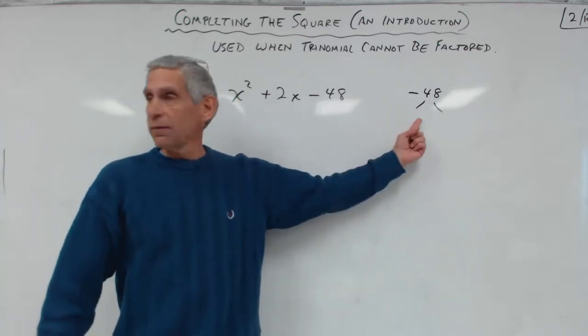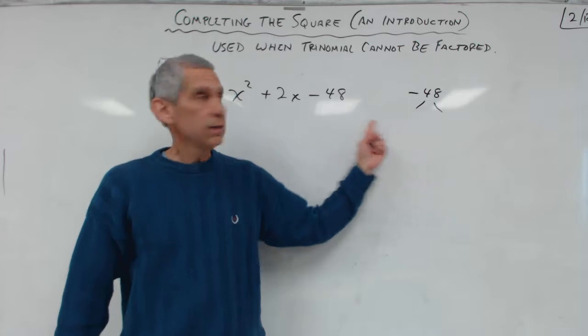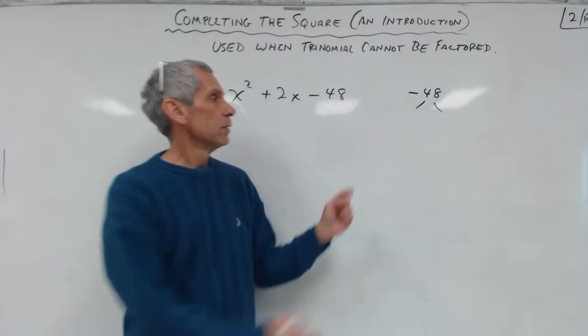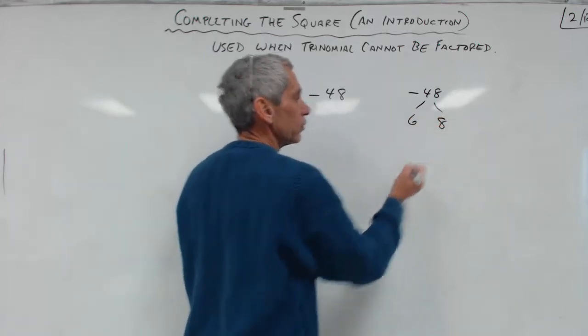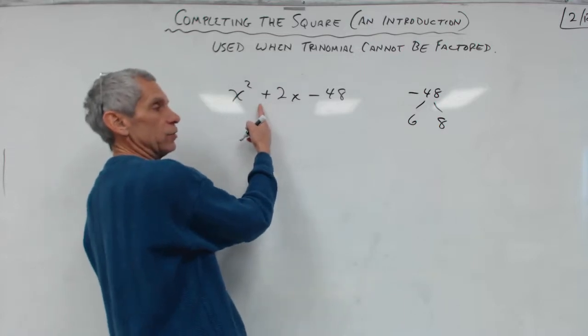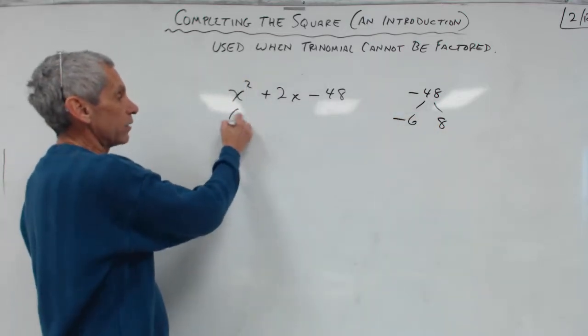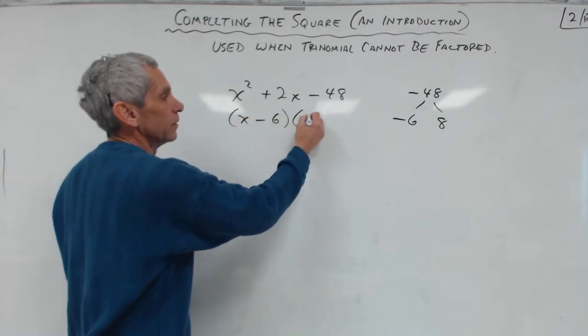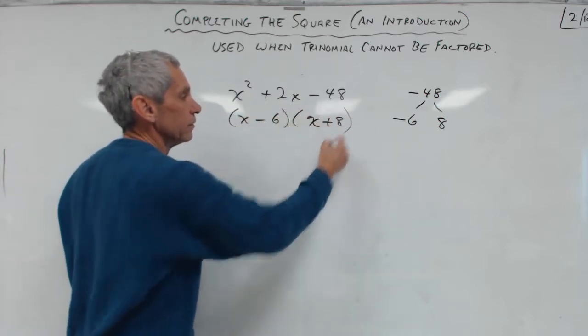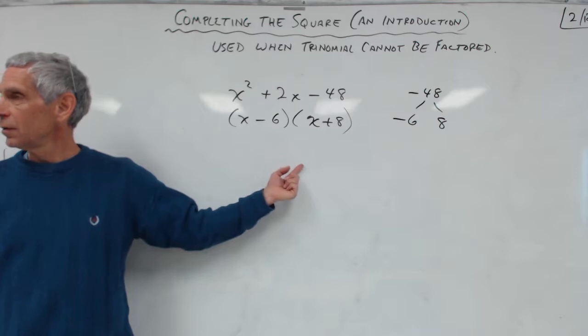Okay. Factors of C that add to B, right? So 6 times 8 is 48. Which one would have to be negative to be positive 2? 6. All right, right? And immediately you can factor it, right? It's x minus 6 times x plus 8, right? Yes? Yes.